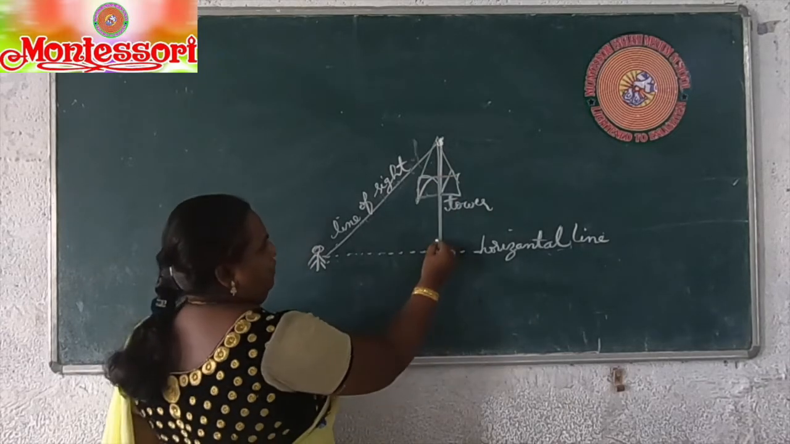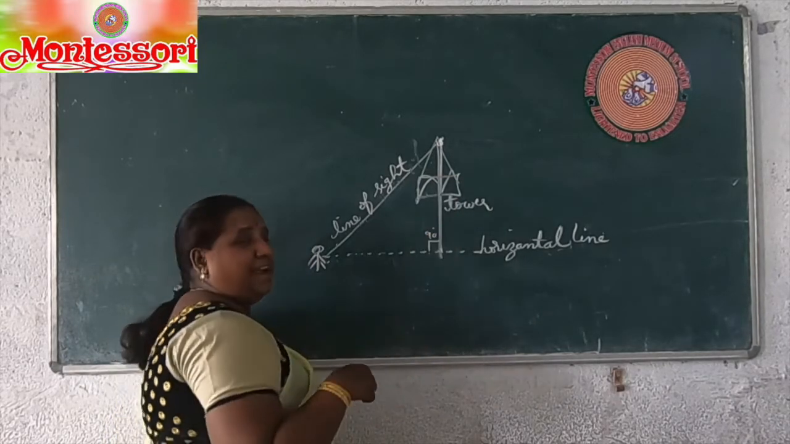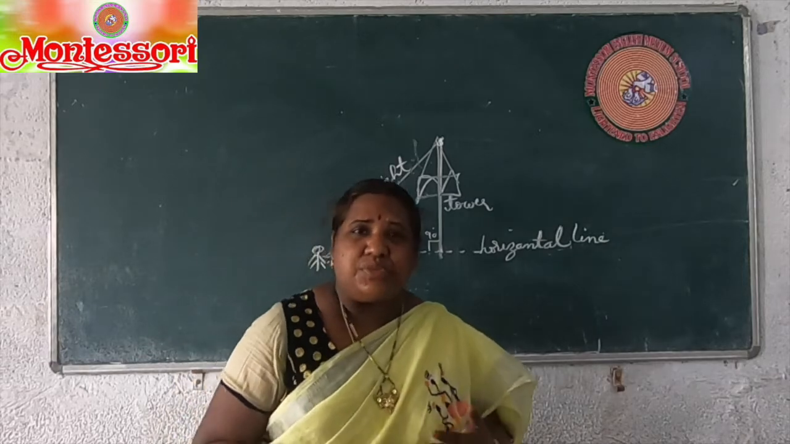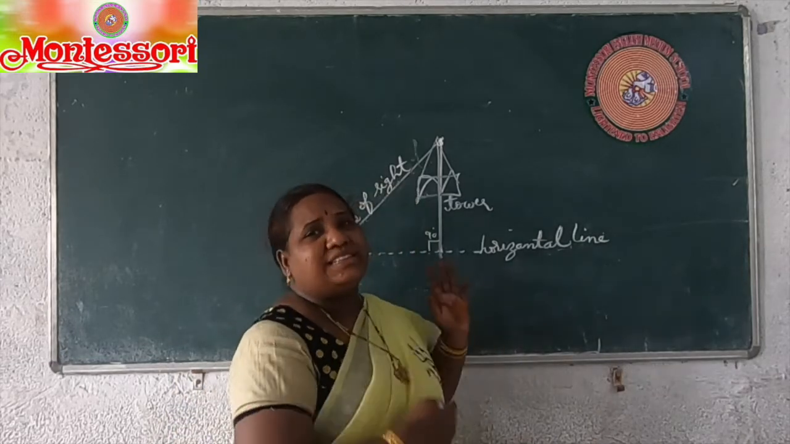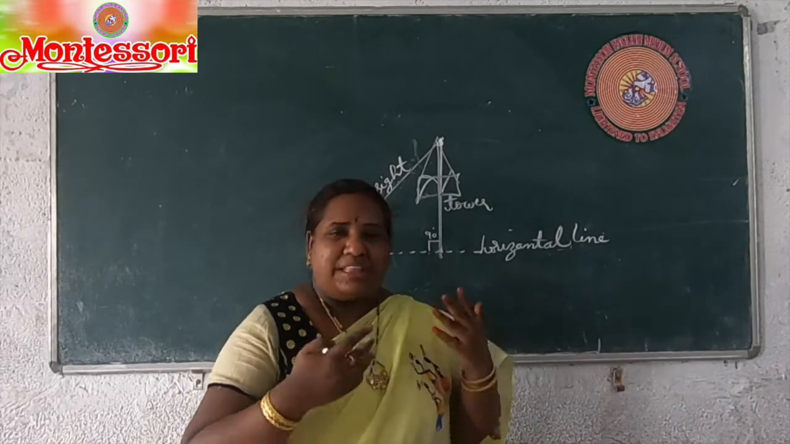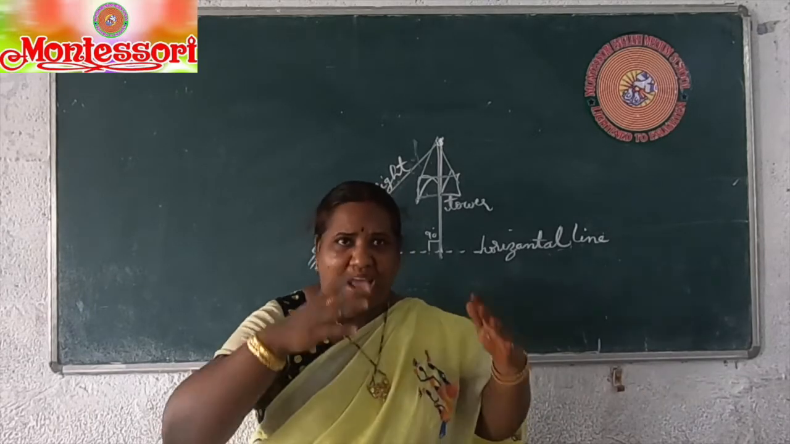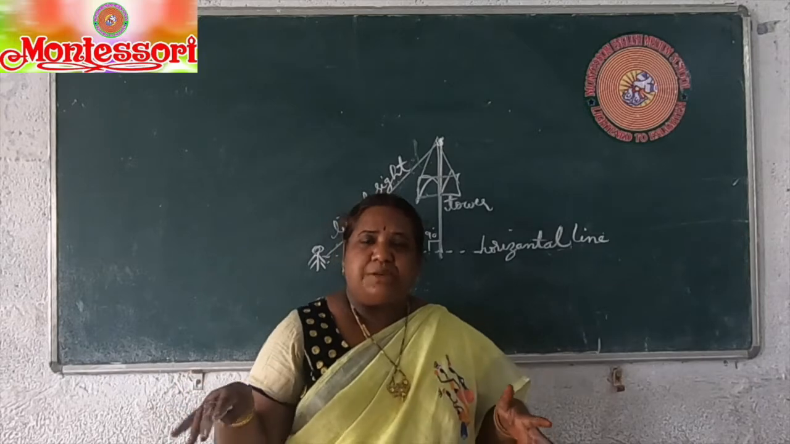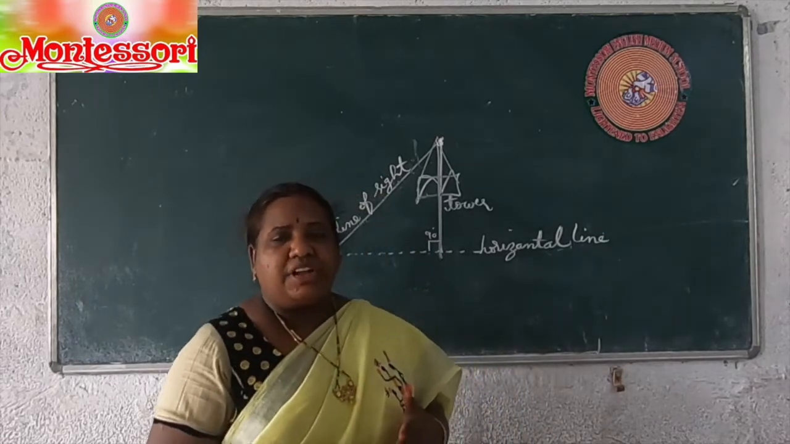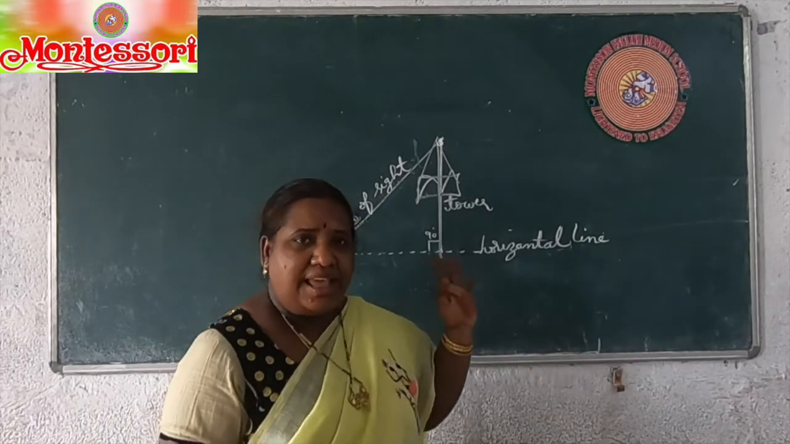Now we can form a right angle triangle, and for convenience we have to imagine that all these things are linear. Whether it is a building or mountain or tree, definitely they are not linear. They have different, zigzag shapes. But for the sake of convenience, you have to imagine that they are linear.